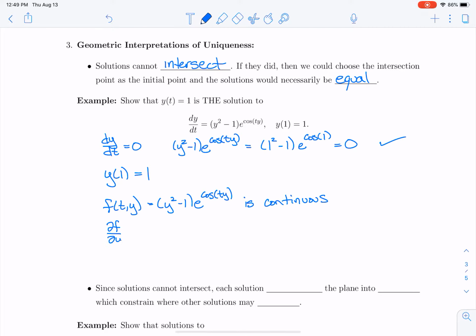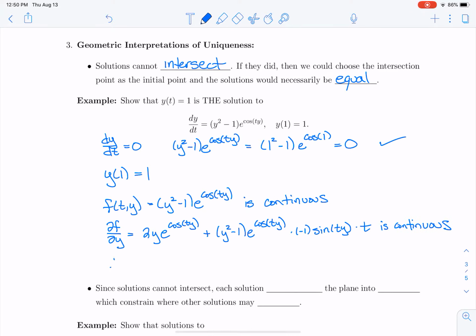Now we need to take the derivative of the right-hand side with respect to y. So using the product rule, I get 2y times e to the cosine of ty. And then I'm going to add (y squared minus 1) times the derivative of e to the cosine of ty, which is itself, times the derivative of cosine of ty, which is negative sine of ty, times the derivative of ty, which is t. And that is, although complicated, just polynomials, exponentials, cosines, and sines, and so that is also continuous.